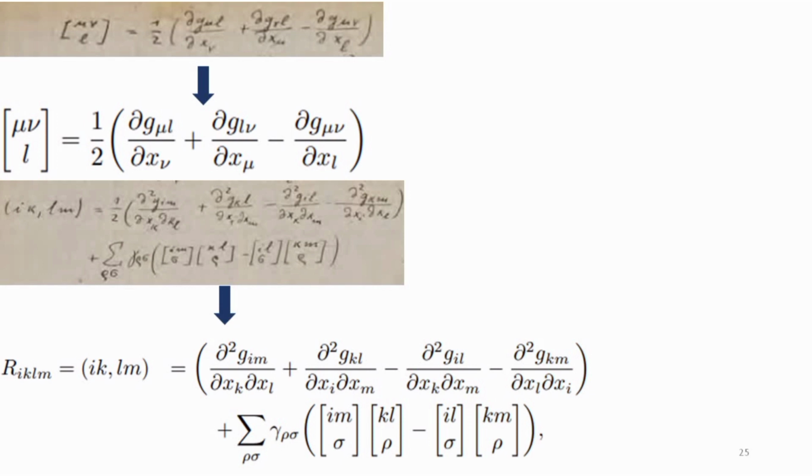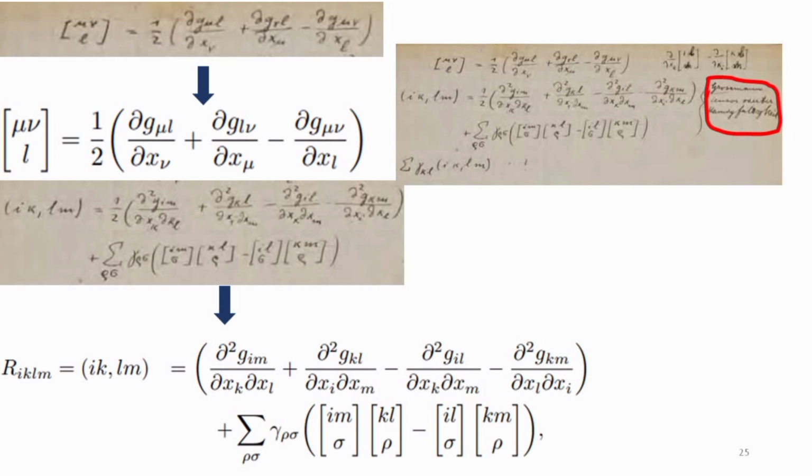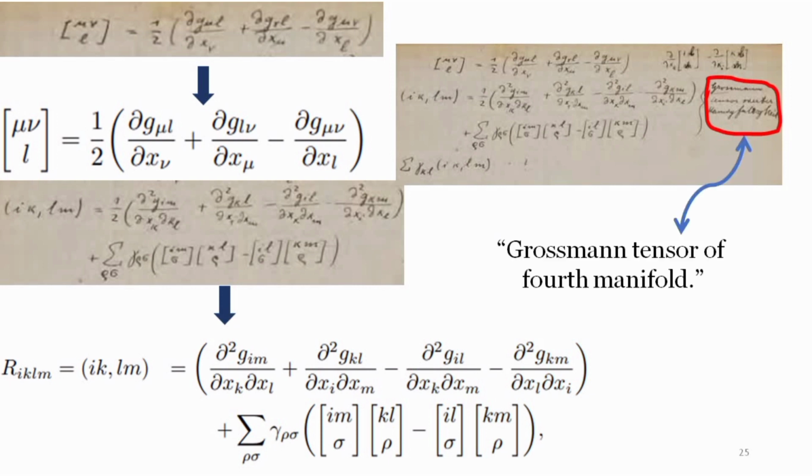I am not explaining those equations, but just trying to expand on the historical part, how these notes of Marcel Grossmann actually show that. And finally we get to this one, which I've highlighted in red, which actually shows the words "Grossmann tensor" for the four-dimensional manifold. So Grossmann contracted the Riemann tensor, which amounts to this operation.